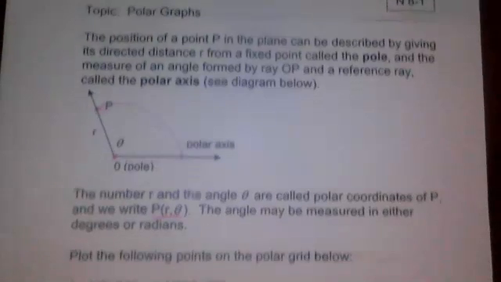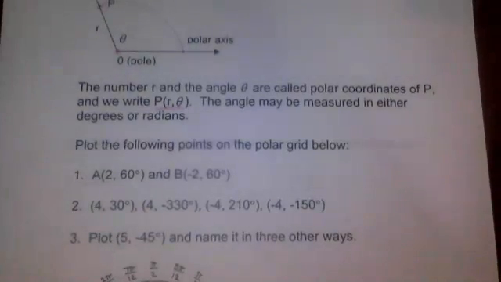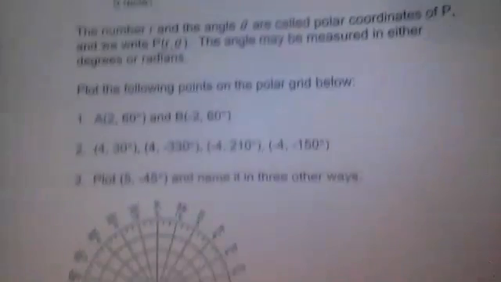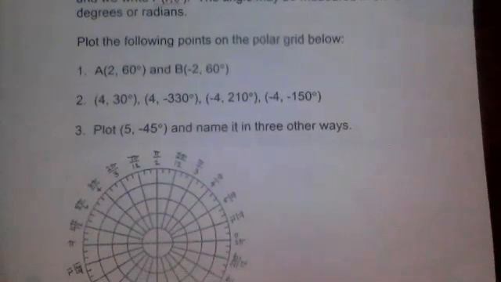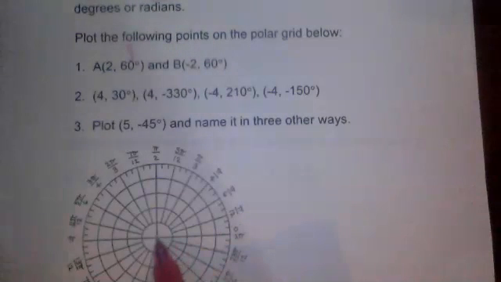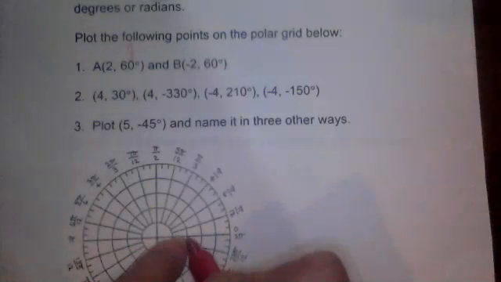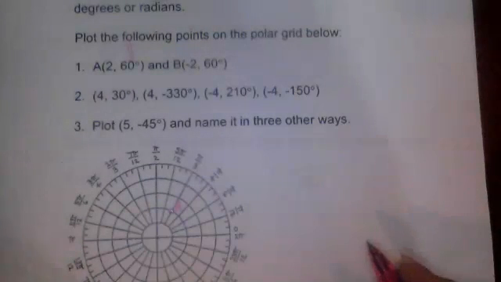So here we go. It wants us to plot these points on the polar grid below. So our first point, point A, is (2, 60°). So we know 60 degrees is pi thirds radian measure. So we're going to go out positive 2. So from our pole, we're going out 1, 2, and then we're going around 60 degrees, or to pi thirds. So this would be point A.